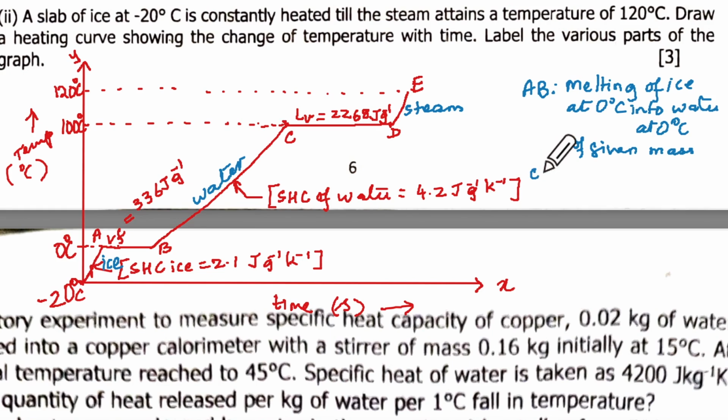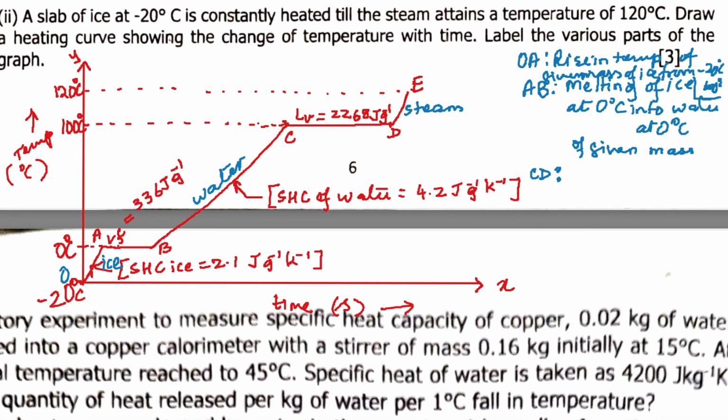Tell me, what will I write for CD? Okay, you are saying that right. Let us write over here, this is O. Let us write over here OA. What will I write? Rise in temperature of given mass of ice from minus 20 degrees C to 0 degrees C.